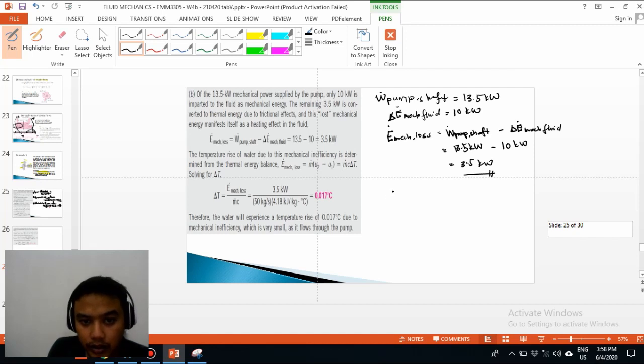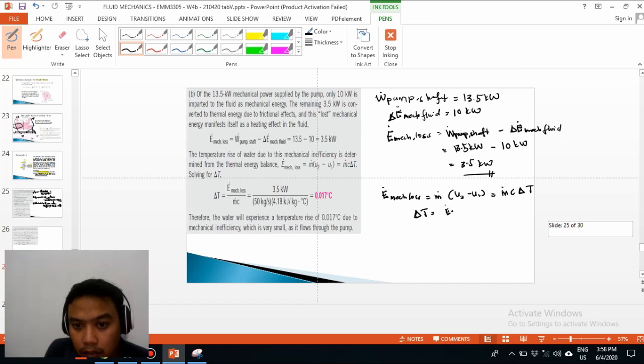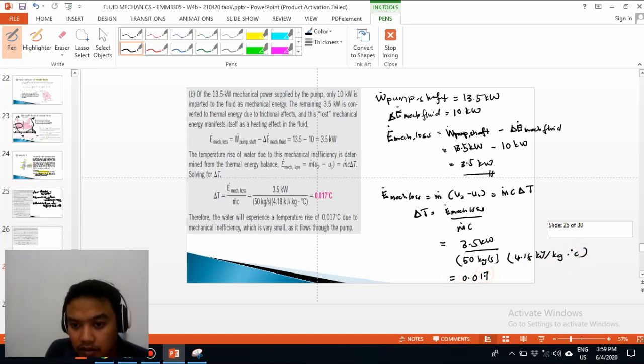In order to calculate the temperature, the formula of mechanical losses is equal to m dot times U2 minus U1, or m dot C delta T. So delta T is equal to mechanical losses divided by m dot C. The mechanical losses are 3.5 kilowatt, divided by the flow rate of 50 kg per second and C of 4.18 kilojoule per kilogram per degree C. So in total you will get 0.017 degrees C.